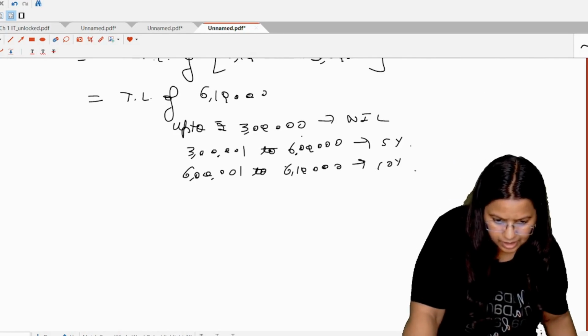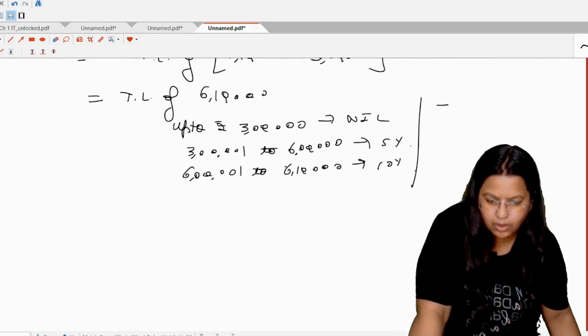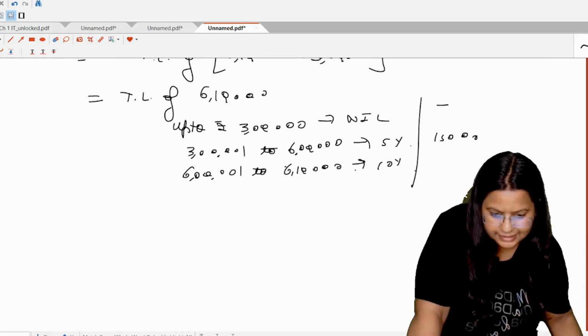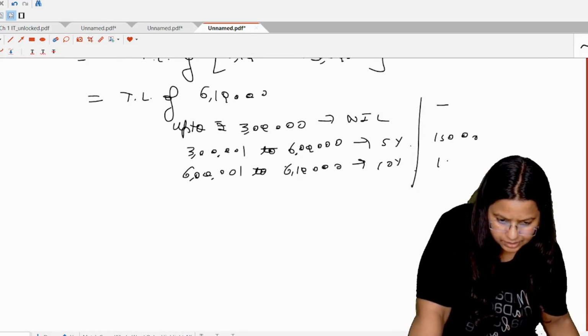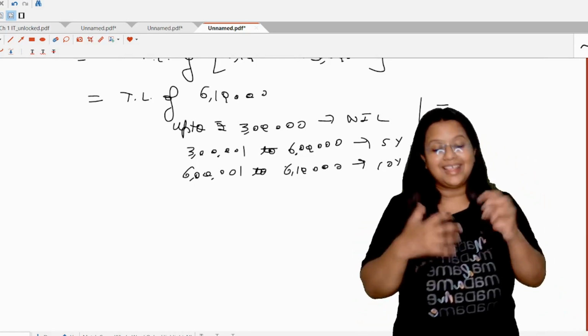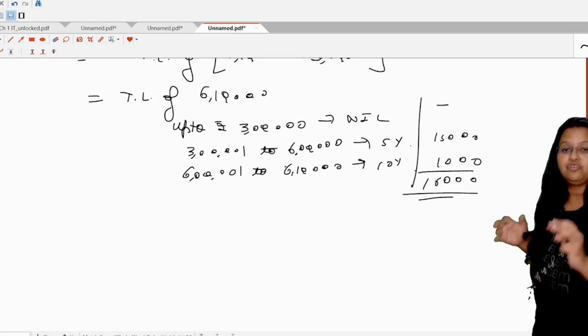So student, up to rupees 3 lakh nil, 3 lakh 1 to 6 lakh, that is 3 lakh. 3 lakh into 5%, 15,000. Then 10,000 into 10%, 1,000. So it will come to 16,000. Again, do not add health and education cess at this point. We have to add it at a later point.